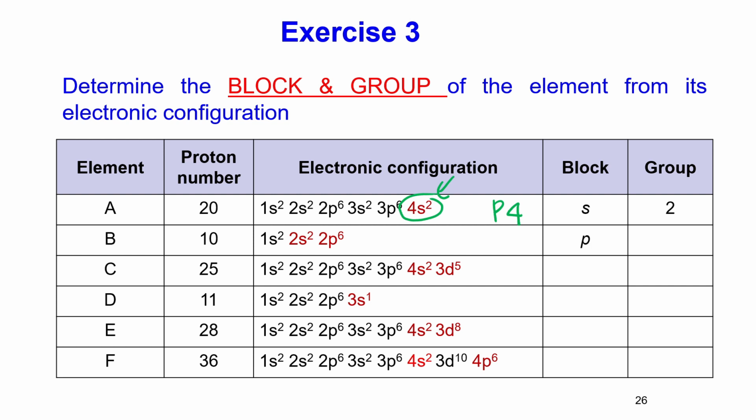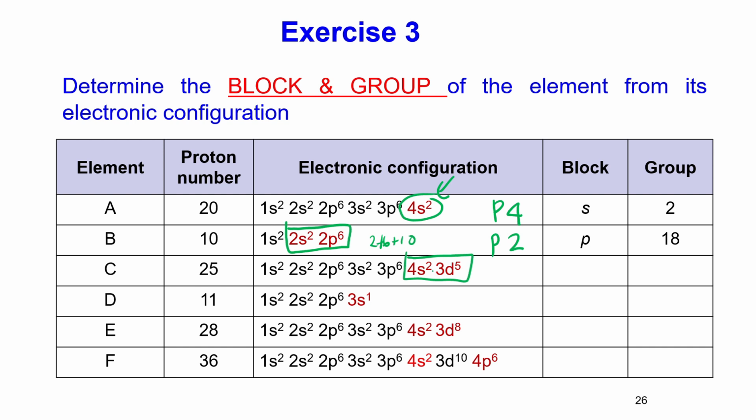So this one refers to the largest principal quantum number 2, so period 2. Period 2 ends with 2p6, so it is block P. Remember, to determine the group for block P we need to add 10. So 2 plus 6 plus 10, group 18.